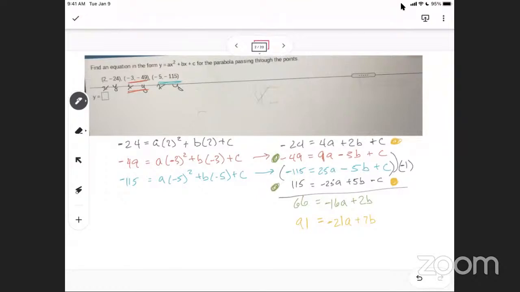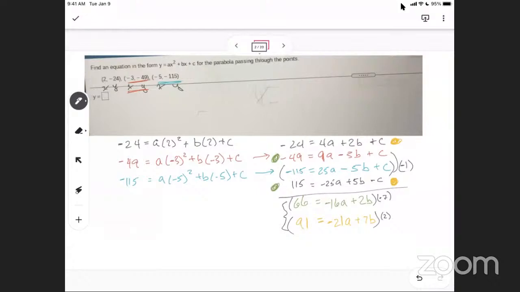Okay. Now I have to combine these two together. I have to solve this system of equations now and eliminate one of those, either A or B. And the easier one to eliminate would be probably B, because you can just multiply this top equation by -7, and this bottom equation you can multiply by 2. You see what I'm doing?